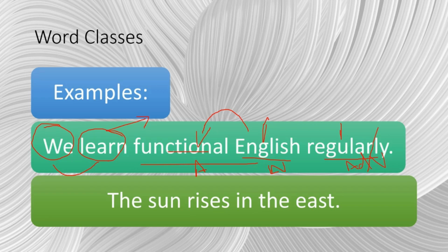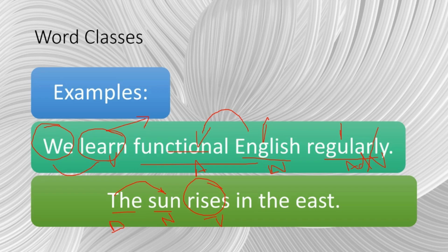Let's have the next sentence. The sun rises in the east. Rises. So this is an action, because sun rises is a verb. Okay, so rises, who rises? Sun. Sun is a noun. It's a name of some entity, and that is a qualifying word. So this is a determiner, or this is an article.